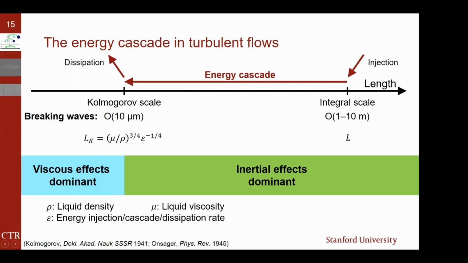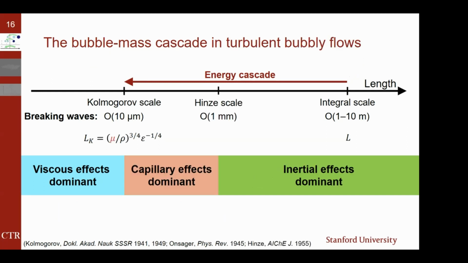And just to be a little more specific, here is a quantitative expression for the Kolmogorov scale. So in a bubbly flow, we expect that Lk depends on the liquid viscosity, the liquid density, as well as epsilon, which is the injection rate, the cascade rate, and the dissipation rate in this picture of the energy cascade. So most of this has been relevant to a single phase flow, or at least one with very few bubbles. Now let's bring in multi-phase flows into the picture.